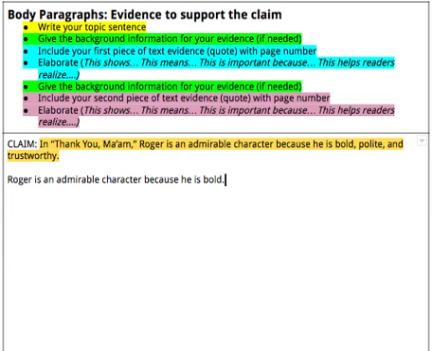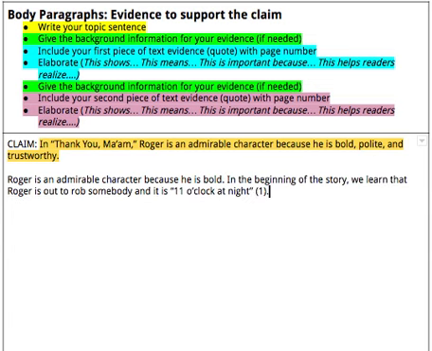And now I need to move into showing some evidence that shows this. So I had to set up this evidence just a little bit. I say, in the beginning of the story, we learned that Roger is out to rob someone, and it is 11 o'clock at night. Notice I am using a direct quote from the text here, and I'm also including my page number. You should always do that.